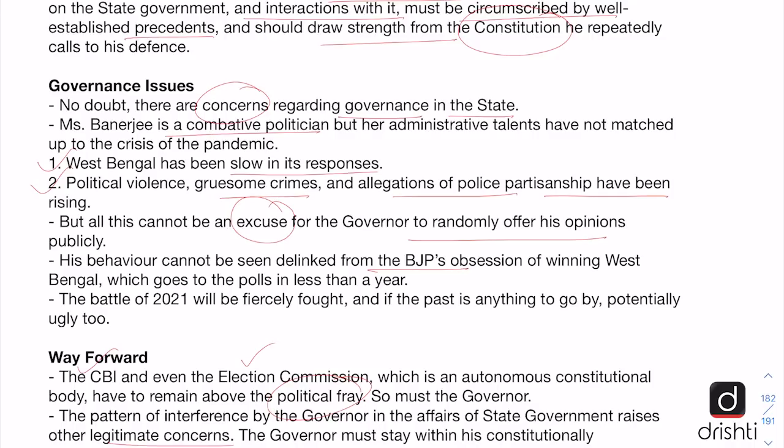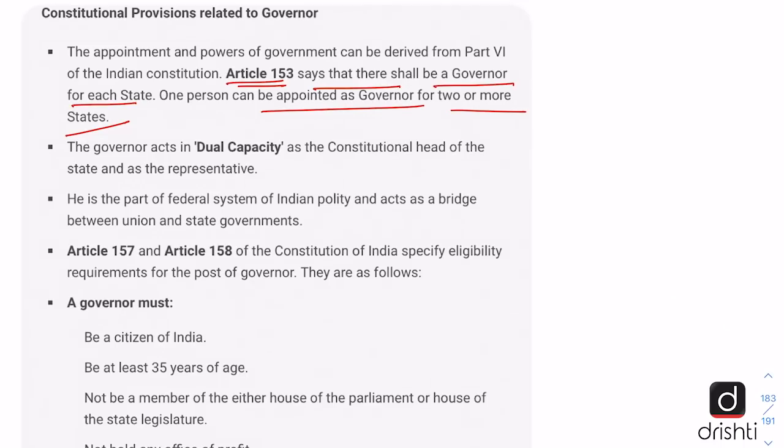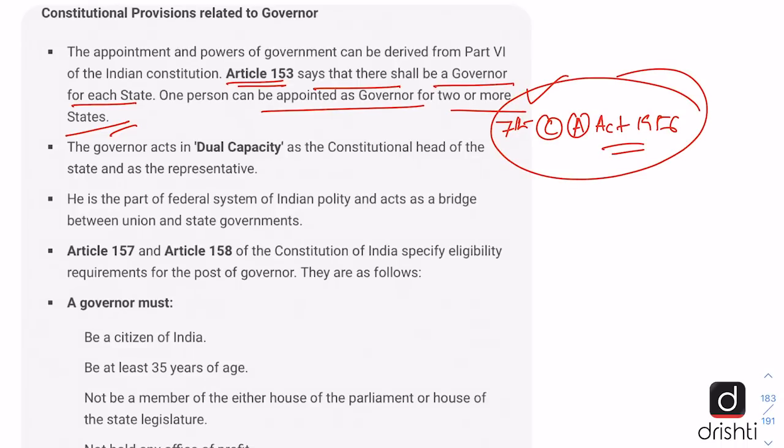Now let us look at some key concepts. In key concepts, let us look at constitutional provisions related to the office of the governor. Article 153 of the Constitution says that there shall be a governor for each state. Also, one person can be appointed as governor for 2 or more states, and this has been allowed by the 7th Constitutional Amendment Act of 1956. This is important from the prelims point of view.